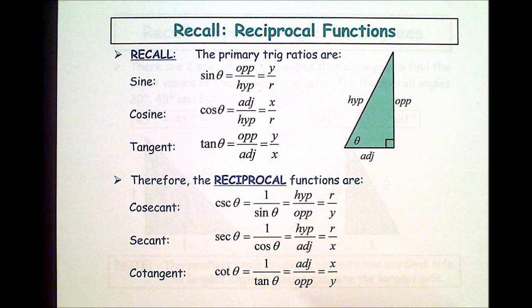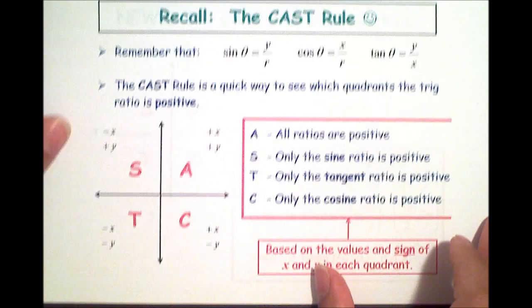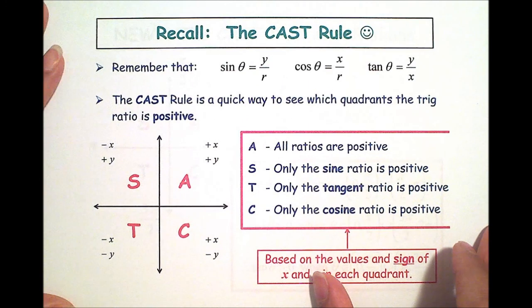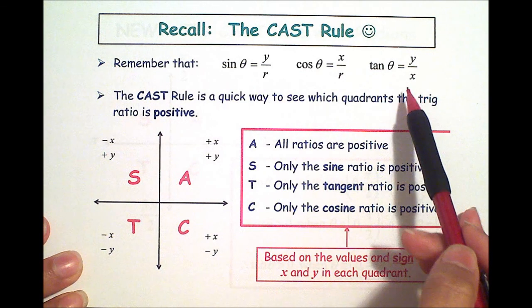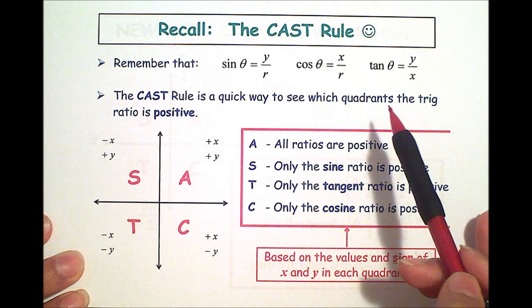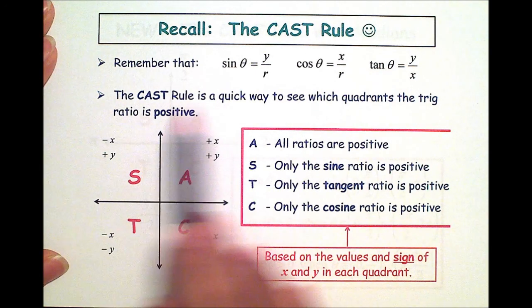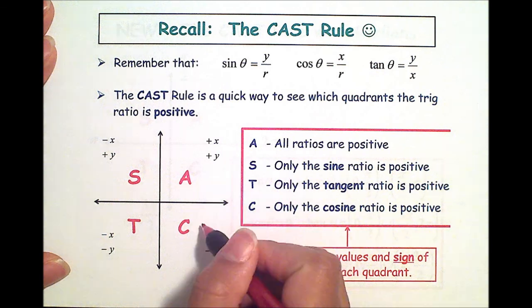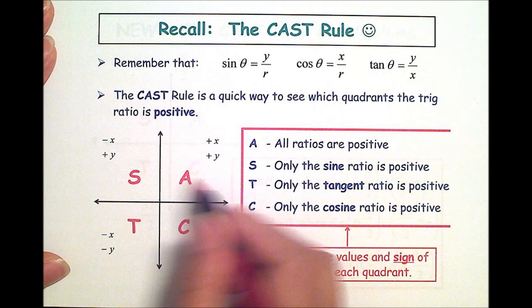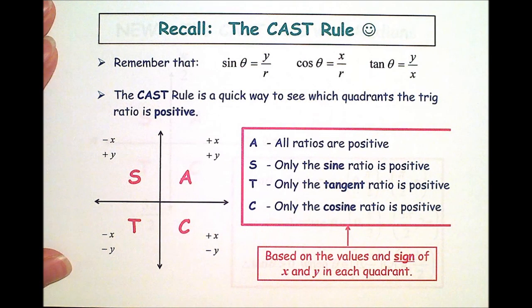Also from last year, what you want to remember is the CAST rule. When we looked at sine, cosine, and tangent last year, we looked at it in terms of x, y, and r, and we used that to help us figure out why the CAST rule actually works. The CAST rule is just a quick way to see in which quadrants the trig ratio is positive. Remember the way CAST is spelled, C-A-S-T. All it meant is that in that particular quadrant, that particular ratio was positive.